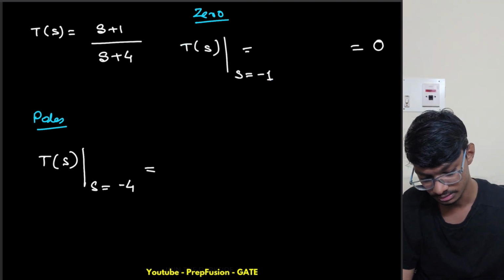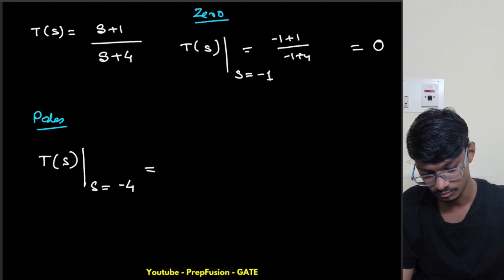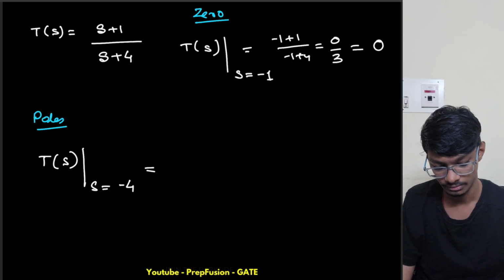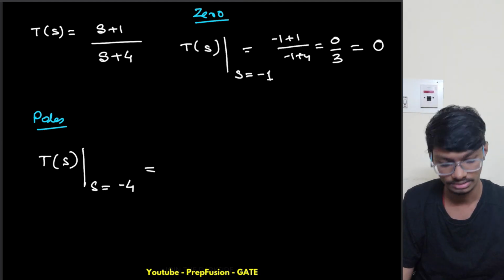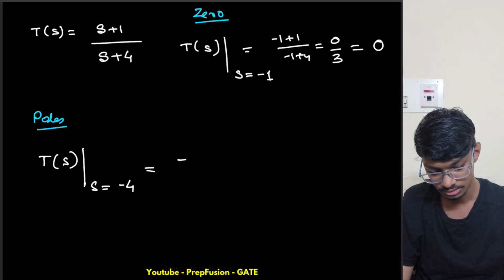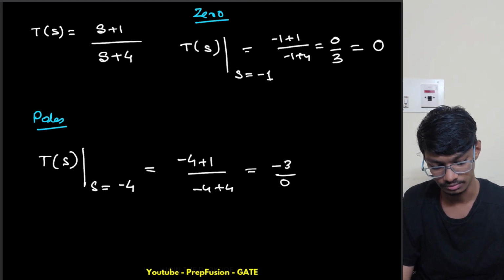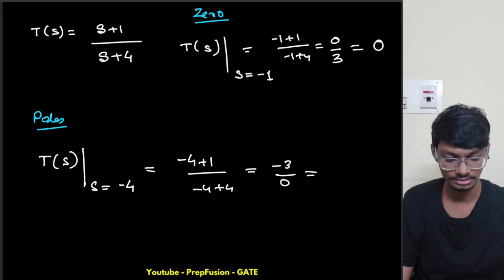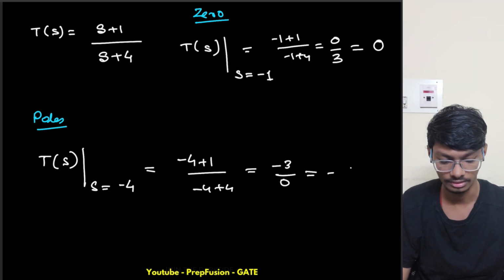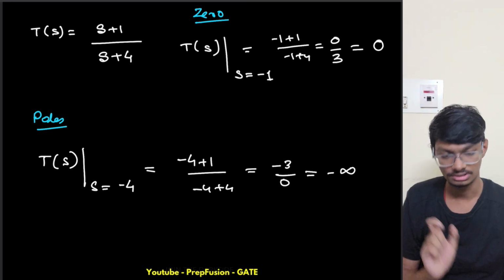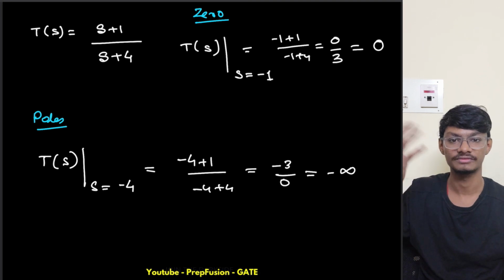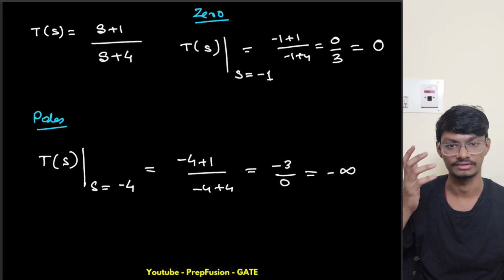So what is this? This is minus 1 plus 1. This is minus 1 plus 4. This is 0 by 3, so this becomes 0 only. And what is this? This is minus 4 plus 1, this is minus 4 plus 4. This is minus 3 by 0. So this goes to minus infinity, tends to minus infinity. So this is a pole, right? Plus infinity or minus infinity, whatever, the magnitude goes to infinity.